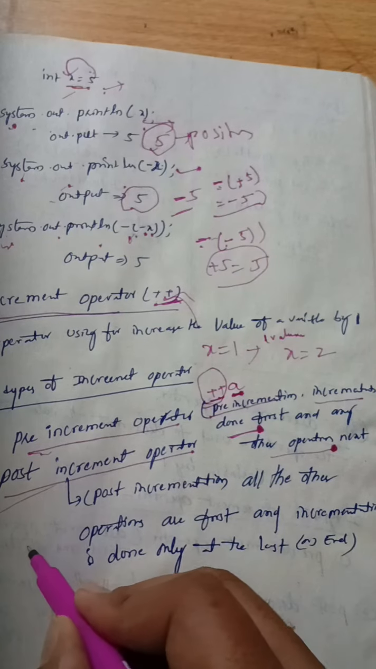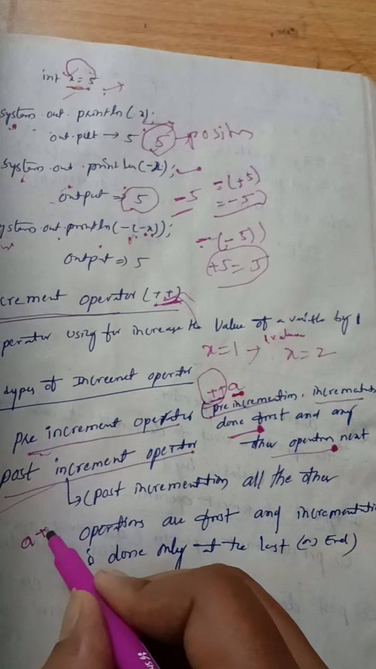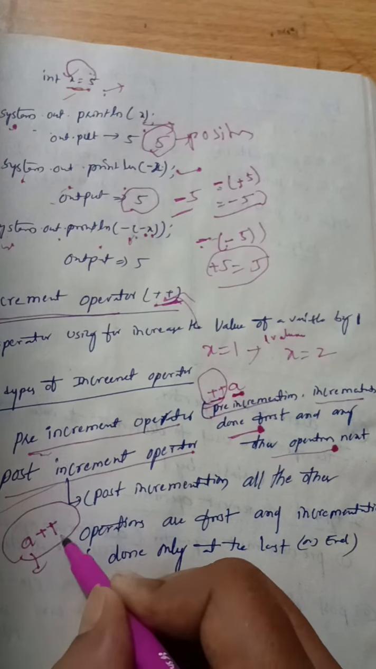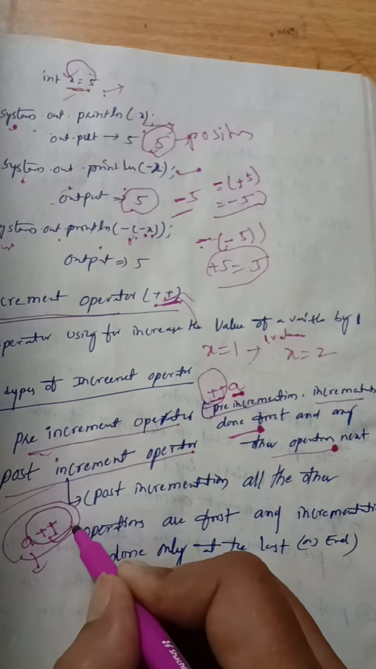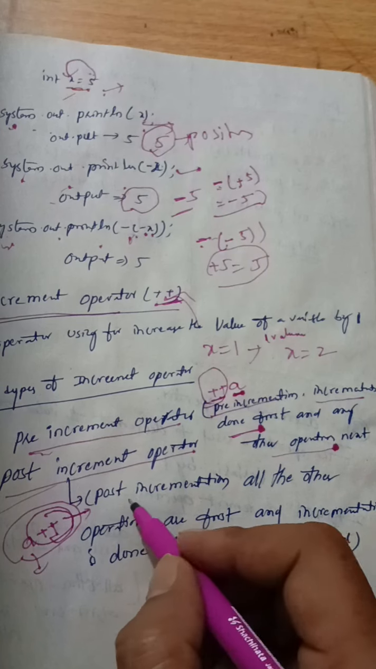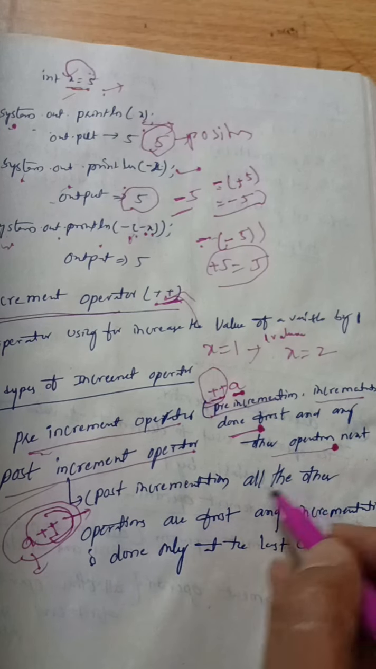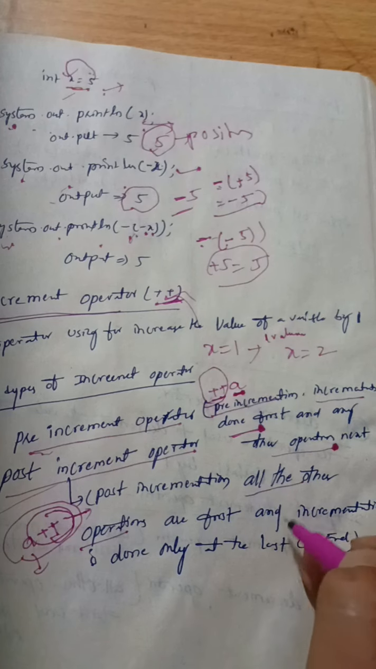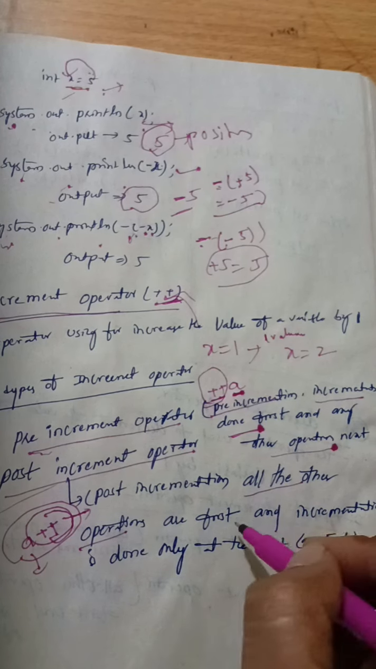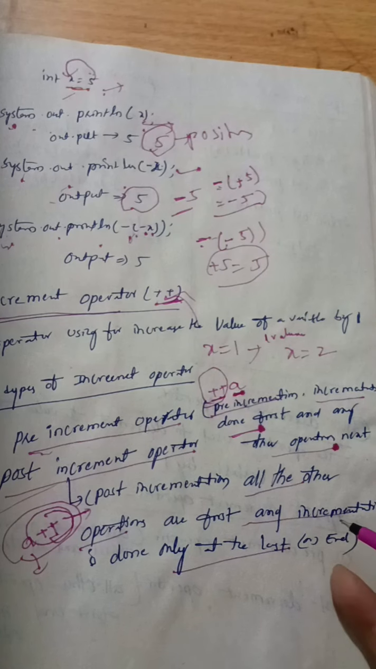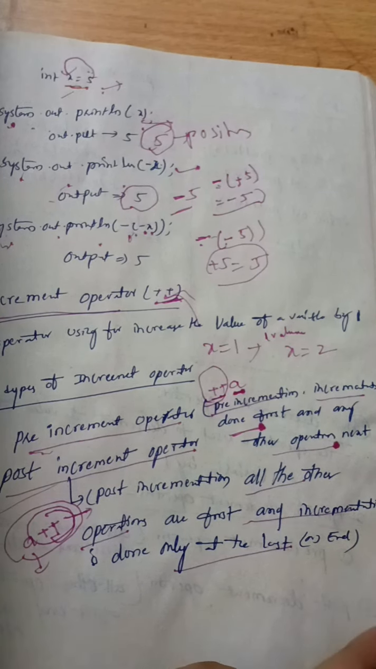What is post-incrementation? Post-increment is written as a plus plus, with the variable first and the operator after, so the increment operation is last. This is called post-incrementation. In post-incrementation, all other operations are done first, and the incrementation is done next, at the last. This is called pre-incrementation and post-incrementation.